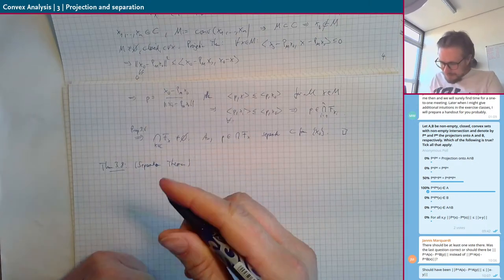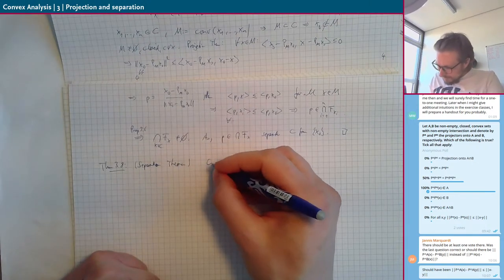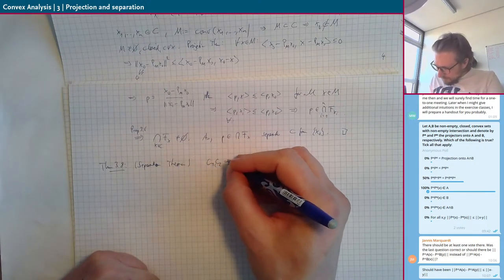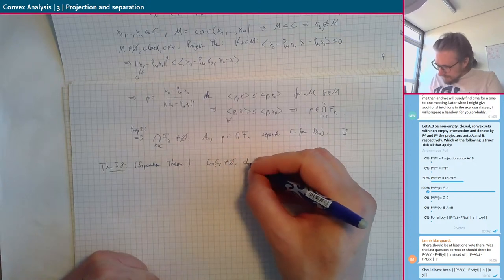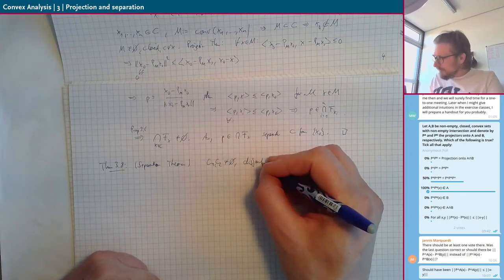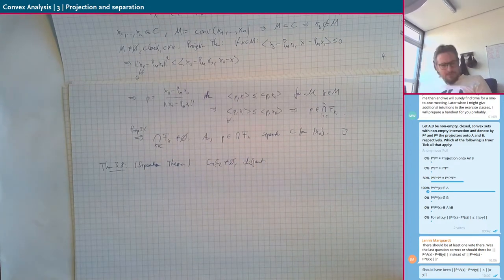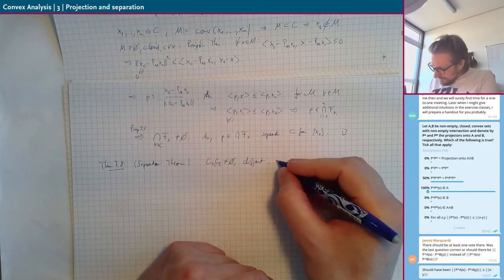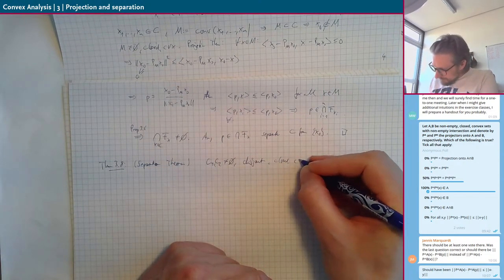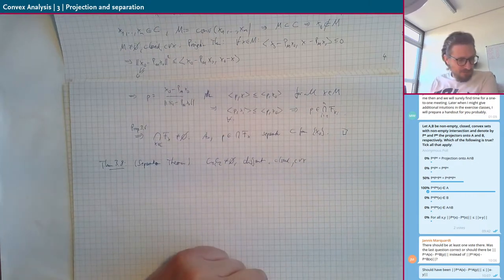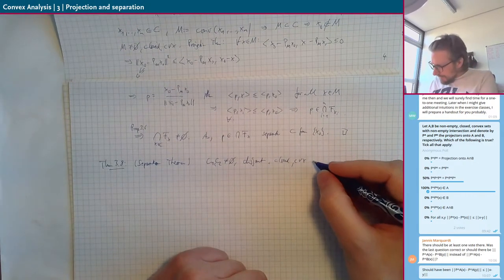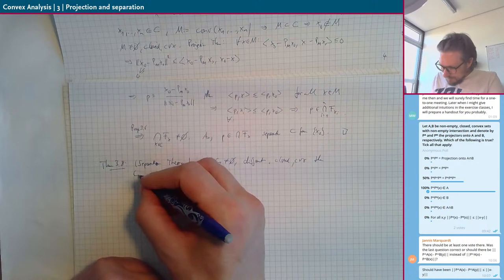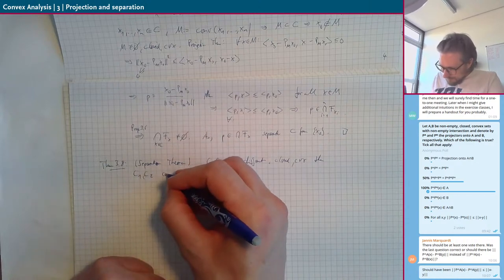And it goes like this: if you have C1, C2, both non-empty, disjoint, closed, convex, no compactness assumed, then C1 and C2 can be separated.